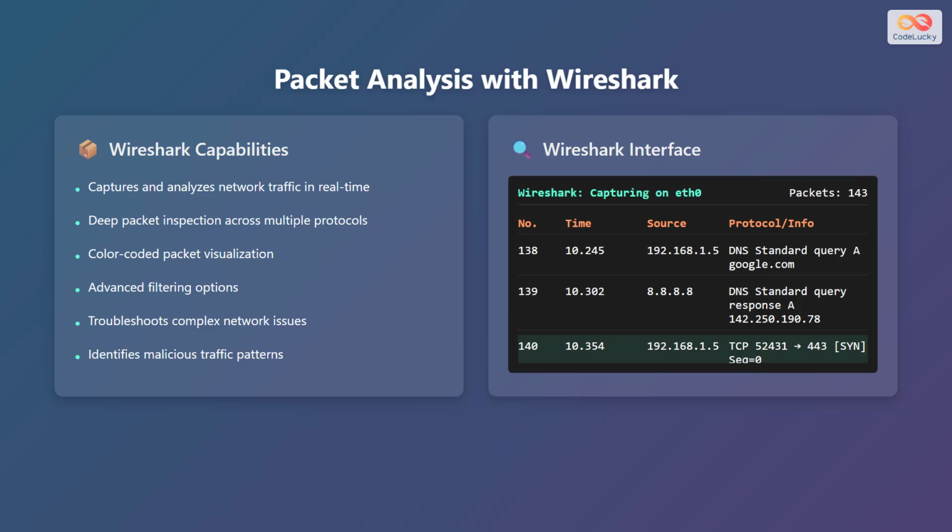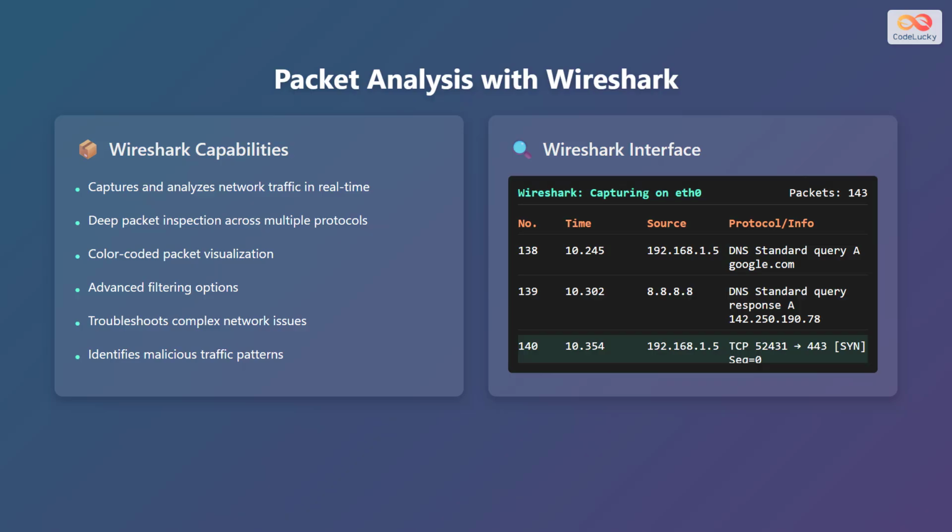Let's explore packet analysis using Wireshark. Wireshark captures and analyzes network traffic in real time, providing deep packet inspection across multiple protocols. It offers color-coded packet visualization, advanced filtering options, and is used to troubleshoot complex network issues and identify malicious traffic patterns. The Wireshark interface displays a capture of traffic on Ethernet 0, showing 143 packets.